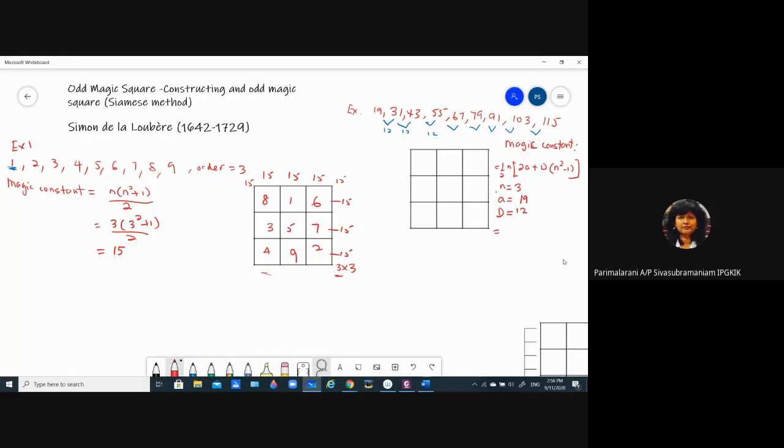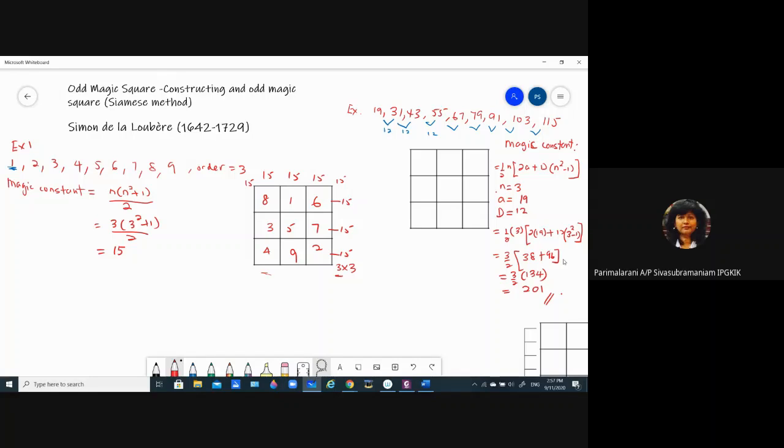So our magic constant is n is 3 over 2 times 2 times 19 plus 12 times n squared minus 1. N squared is 3 square minus 1. So this is 3 over 2. 19 times 2, 38 plus 3 times 3, 9 minus 1 is 8. 12 times 8, 96. So what do we get here? 3 over 2 times 134. So 201. Okay, so this is our magic constant.